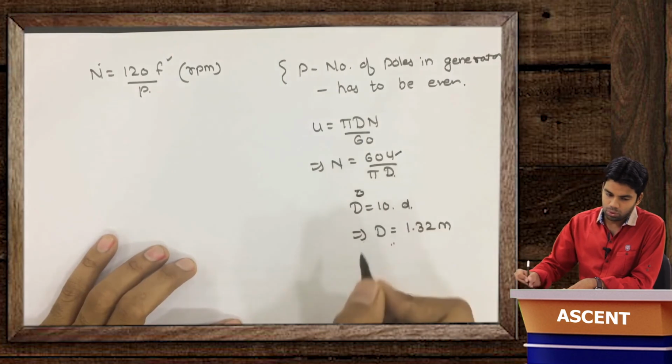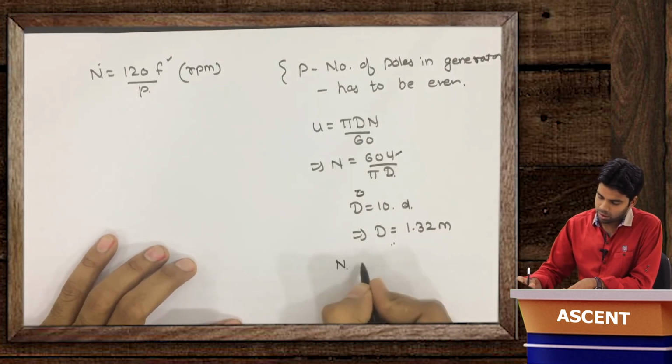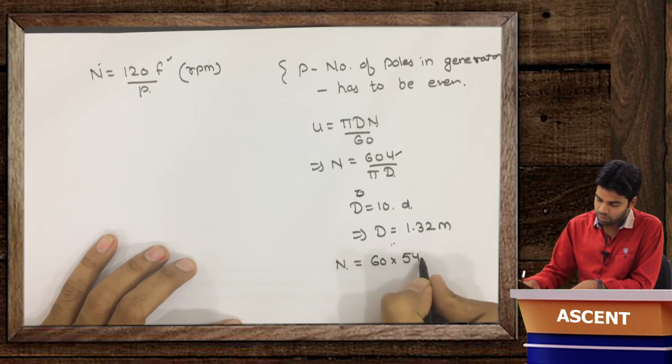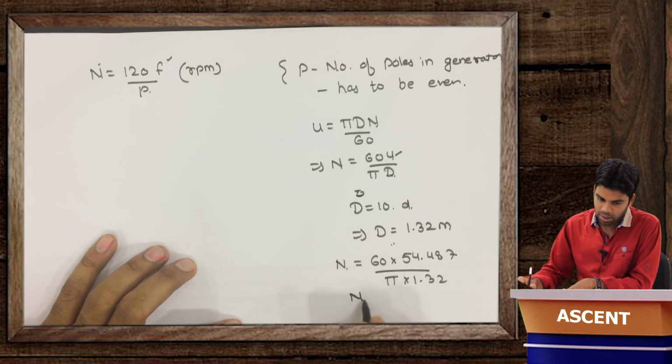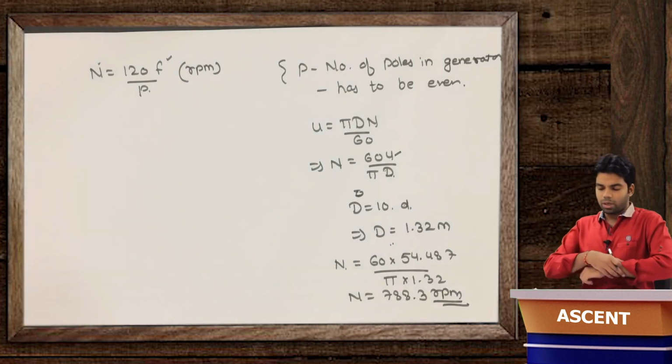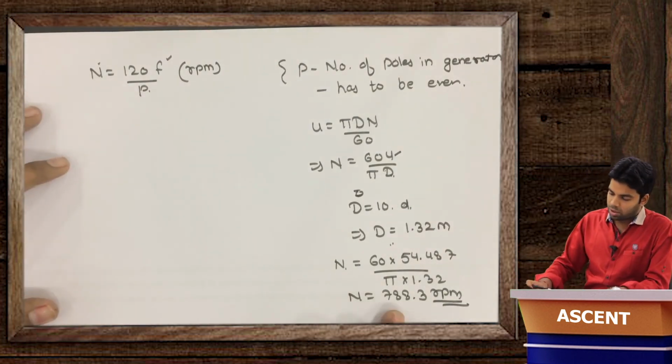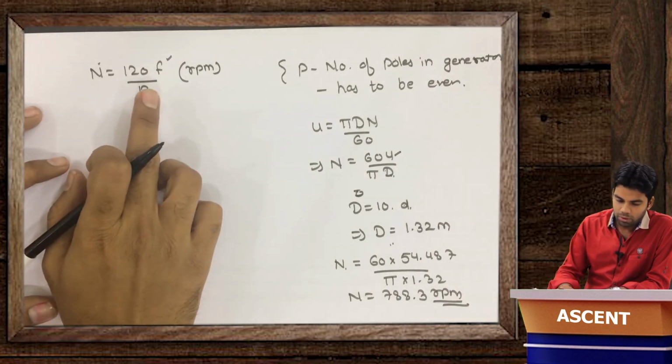Getting this one? Okay, so from here we can determine the value of this capital D, and we have the value of U, so we can determine the value of N from here. So N will be equal to 60 into U, which is 54.487, divided by pi into 1.32. So from here this N will be equal to 788.3 RPM. Getting this? Okay, now if we have the value of this N, we can determine the value of P.